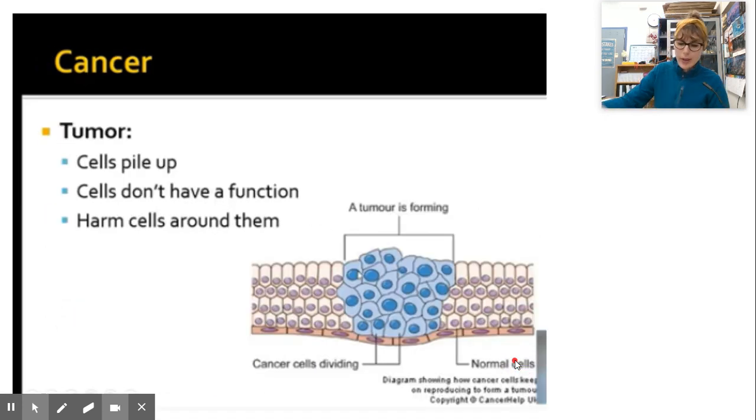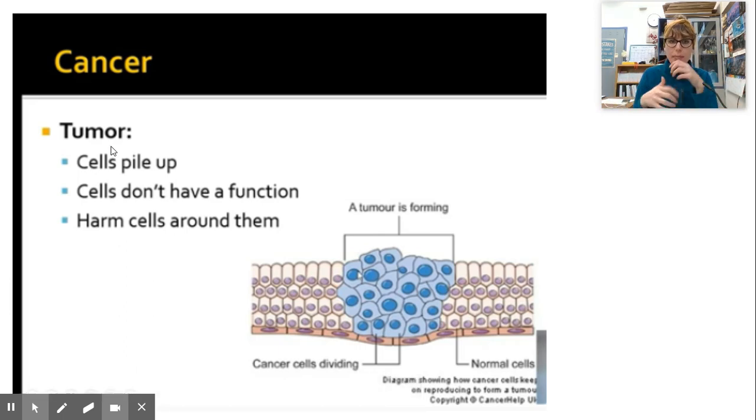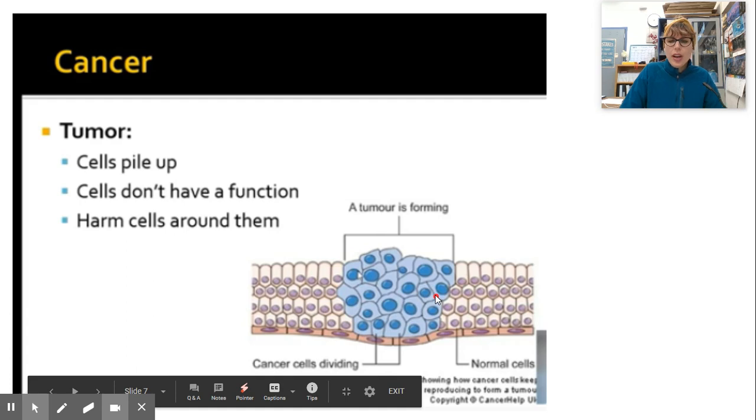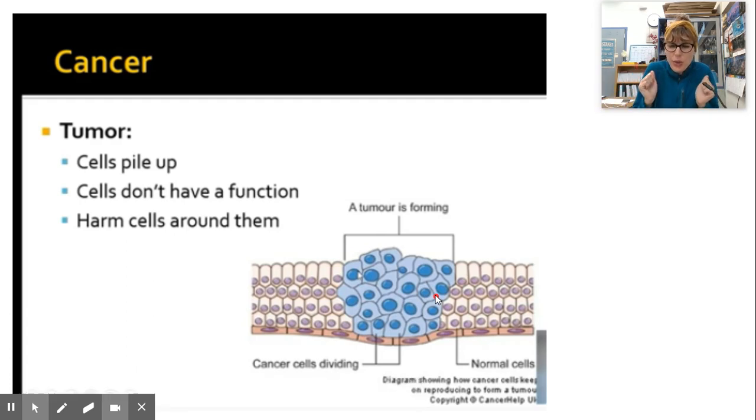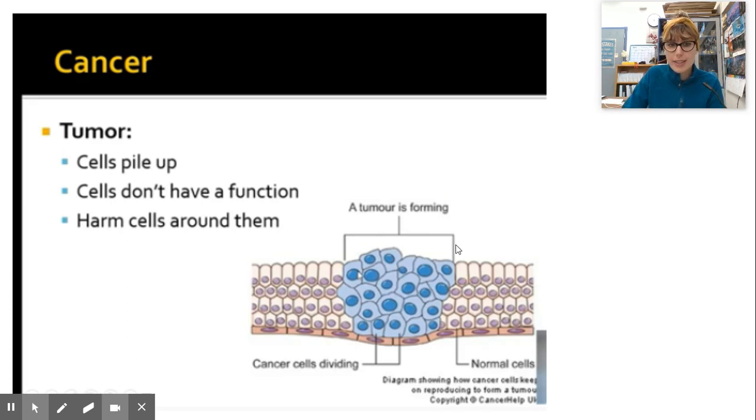Okay, so what's the consequence of this uncontrolled cell growth? Something called tumors. When cells grow out of control, they're going to start to pile on top of each other. They need a place to go. So they're going to pile up. And because they're piling up and squishing together, like we can see here, not only are the cancer cells themselves, because they're so squished together, not going to be behaving like a normal body cell, but on top of that, they're actually going to be harming the cells around them and making it hard for the cells around them to do their functions, the specific jobs that they were specialized to do. So with tumors, the cells pile up, they don't have function, and they harm the cells around them.